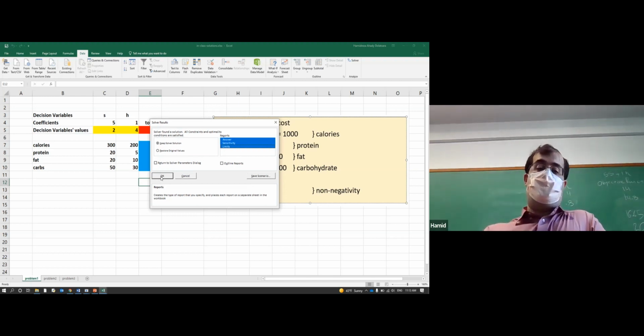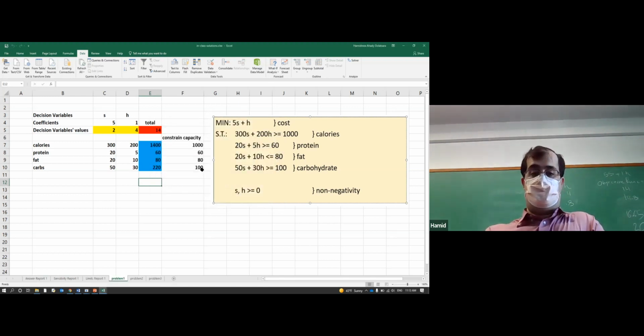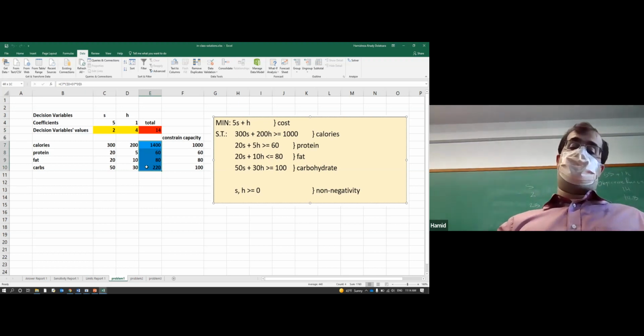And finally, click OK. So as you look at the yellow cells and the red cell, two sandwich, four hash brown, the answer is 14. This is the minimum cost. This is found through graphical plotting.